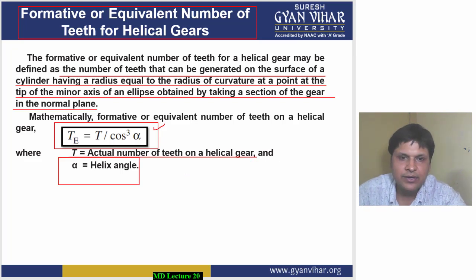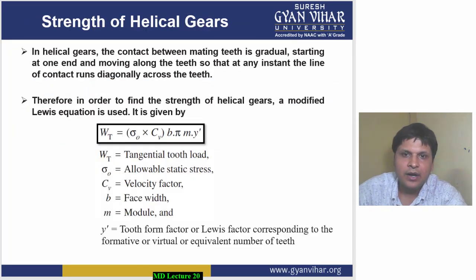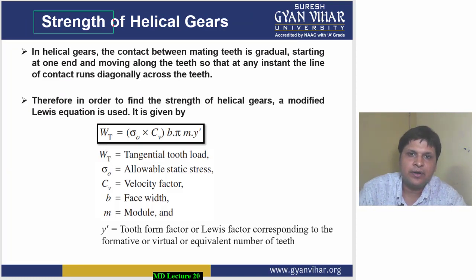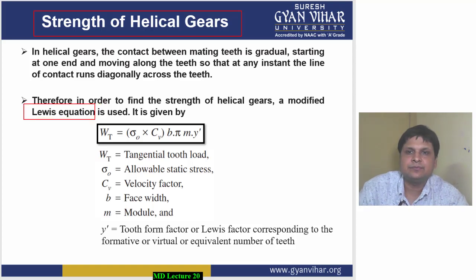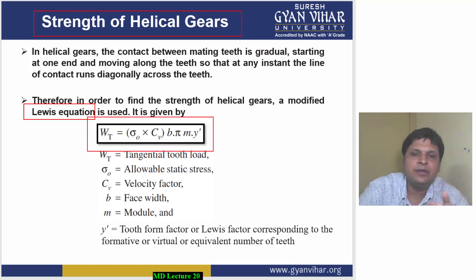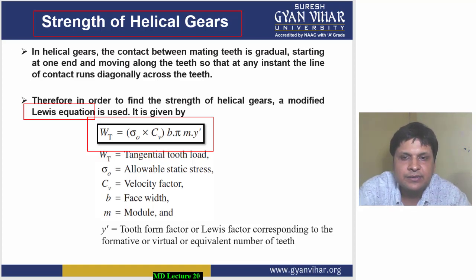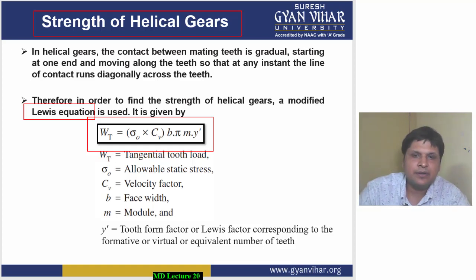Moving further, students, how will we calculate the strength of helical gears now? What will be the Lewis equation for helical gears? The Lewis equation for helical gears is given by this expression: Wt is equal to sigma naught into Cv into b pi m y dash. All the terms have the same meaning as in the case of spur gears.